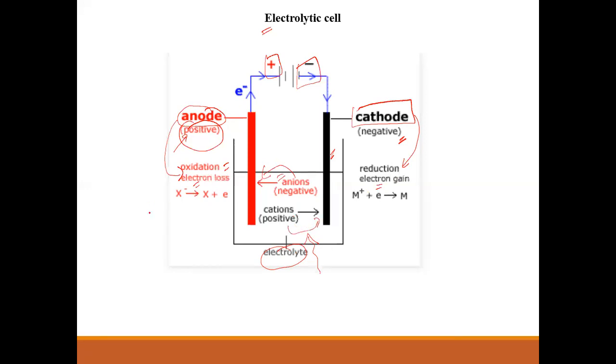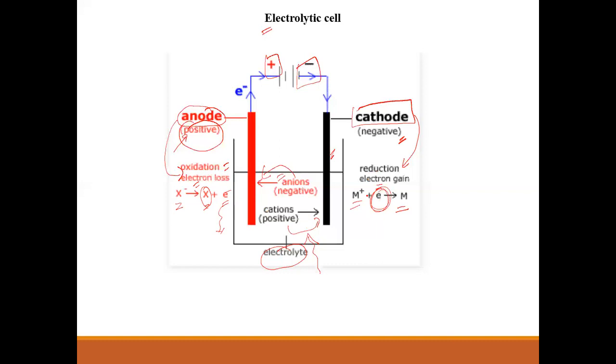Okay, so at the anode oxidation takes place, that is why X minus gets converted to X plus an electron. So here a loss of electron takes place, whereas at the cathode M plus plus an electron will give you M. Here gain of electron takes place.